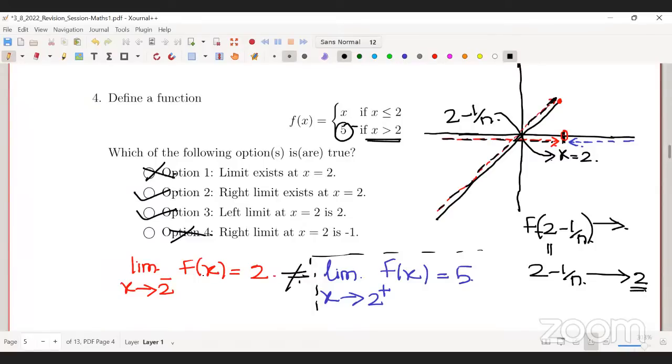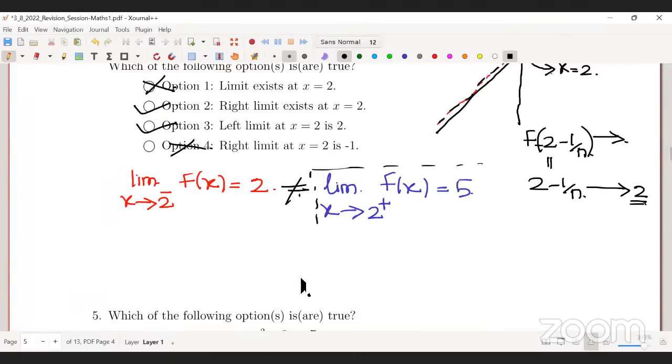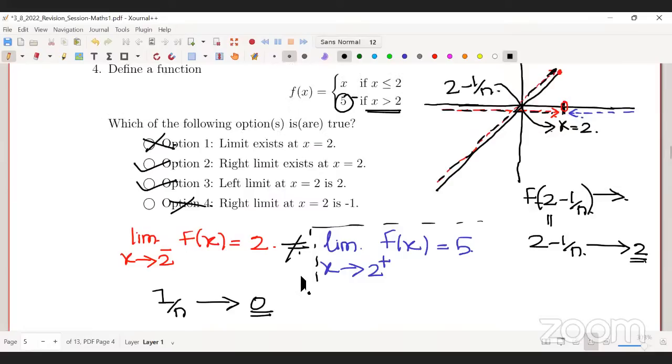Sir, approaching towards 2 means we no need to go to exactly at the 2, right? No, you see, when I said this sequence 1 by n approaches to 0, that doesn't mean that this sequence has to reach 0. This sequence is never 0, right? But still we are saying that 1 by n approaches to 0. Same for the function.